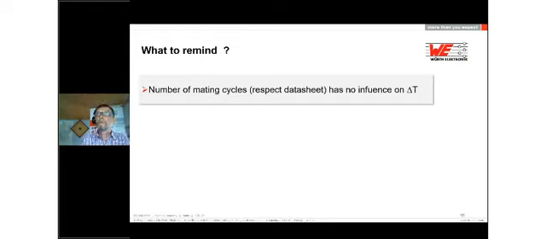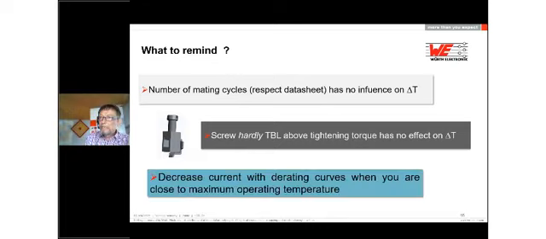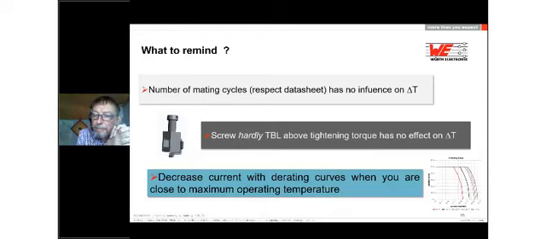So what do we have to remember? The number of mating cycles we have to respect in the data sheet has no influence on our delta T. Screw tightening above the tightening torque has no effect on delta T. It just gives mechanical stress on the product. Decreasing current with the derating curves when you are close to the maximum operating temperature is the best thing you can do, respecting the derating curves from UL, as you can see here. And you can find this derating curve also on our website. Sometimes we have some design guides for connectors, and there the UL derating curve is also always mentioned and shown.